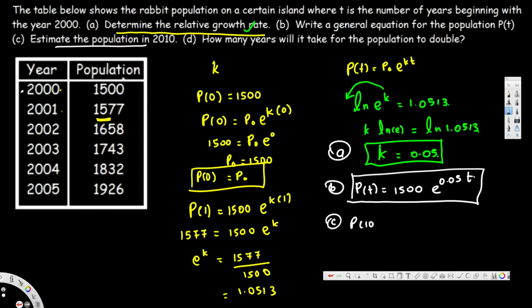We are trying to find P of 10. P of 10 is 1500 e power 0.05 times 10. And if you calculate this, you're going to get 2473. So this is P of 10.